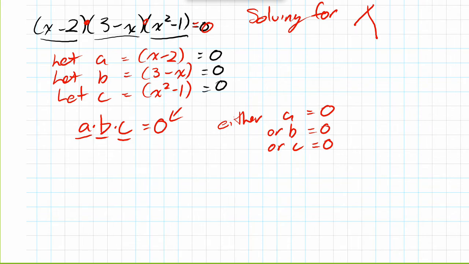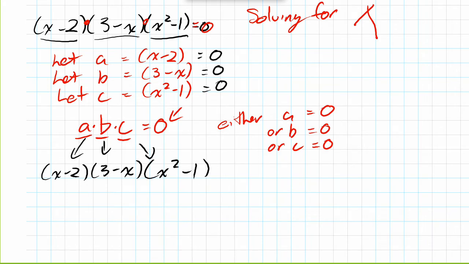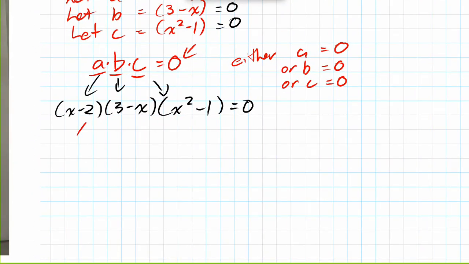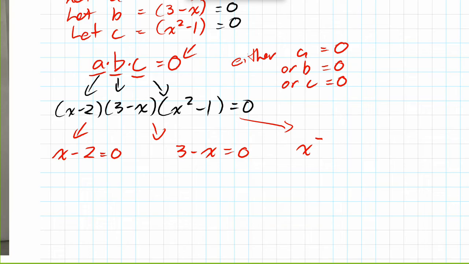So that's why I'm going to put the original question back in. We're going to turn a back into x minus 2. We're going to turn b back into 3 minus x. And we'll turn c back into x squared minus 1 is equal to 0. That's why you'll commonly see this break up into 3 parts. x minus 2 equals 0. 3 minus x equals 0. And x squared minus 1 equals 0. That's all because at least one of those must be equal to 0.